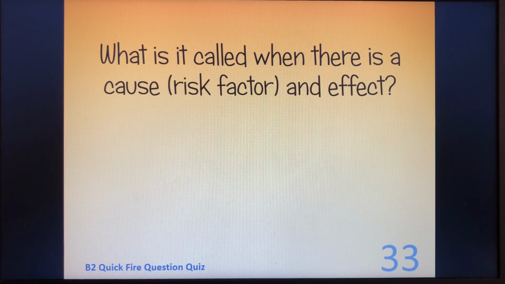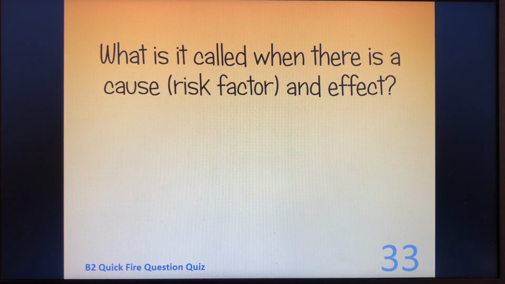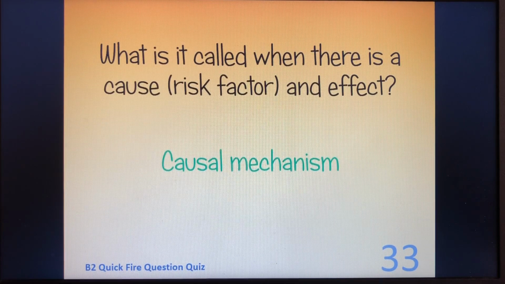Question 33. What is it called when there is a cause, which we have known as the risk factor, and effect? So cause and effect, where we've got a risk factor, it's a 2-word answer, tricky one this one that people tend to forget. The clue is in the word cause. And the answer is causal mechanism. It's basically a different way of saying cause and effect. If I do this, this is likely to happen.